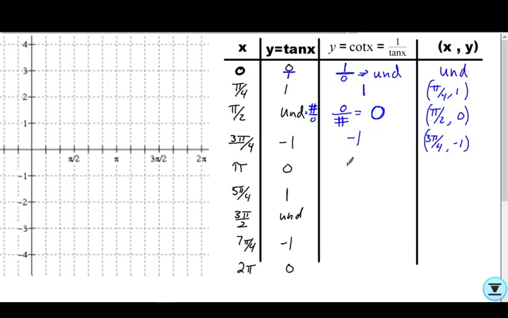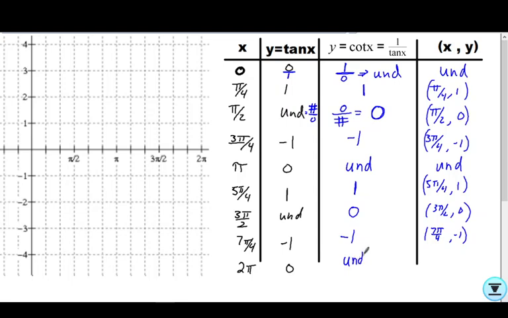Reciprocal of 0 is undefined. So this is undefined there. The reciprocal of 1 is still 1. So 5 pi over 4, 1. Reciprocal of undefined is 0. So 3 pi over 2, 0. The reciprocal of negative 1 is still negative 1. So 7 pi over 4, negative 1. And the reciprocal of 0 is undefined again.